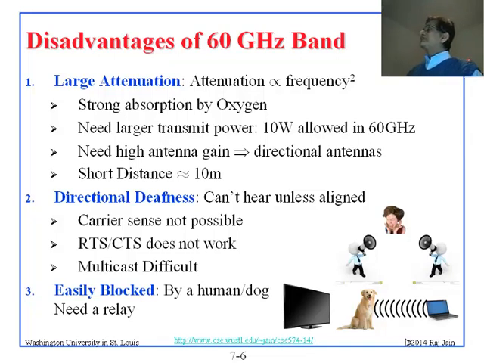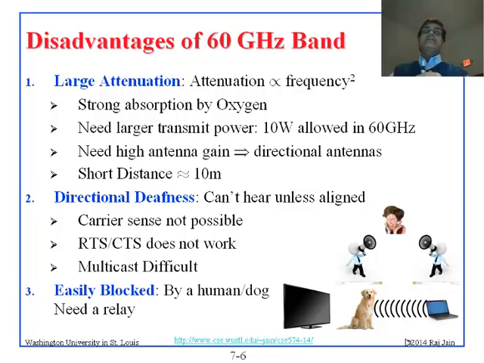And then if it is directional, there is directional deafness. Basically, you cannot hear people who are not in the direction of your ears. So somebody is talking here, they might be interfering with you, but you don't hear it because they are not aligned to you. And that creates new issues: this picture is showing the deafness, this lady is going deaf, but basically the idea is carrier sense is not possible.